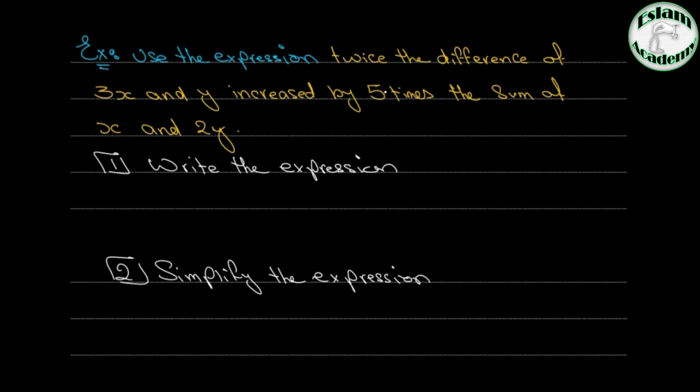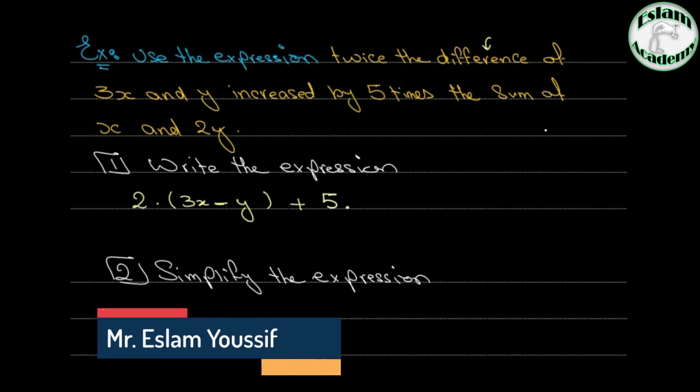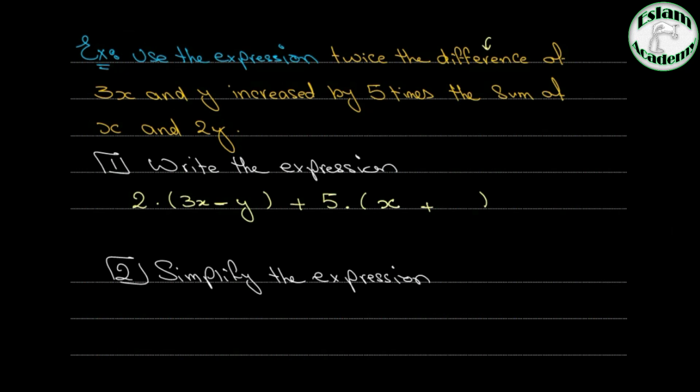Write the expression: twice the difference of 3x and y increased by 5 times the sum of x and 2y. Twice the difference means we have 2 times. The difference means we have an operation, so open a bracket, and inside this bracket there is a minus sign, because we have a difference: 3x minus y. Increased by means we have plus 5 times. The sum of means we have an operation, so open a bracket and write inside the plus sign: x plus 2y.